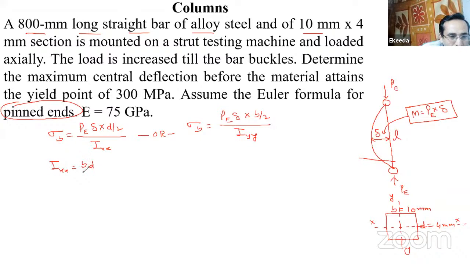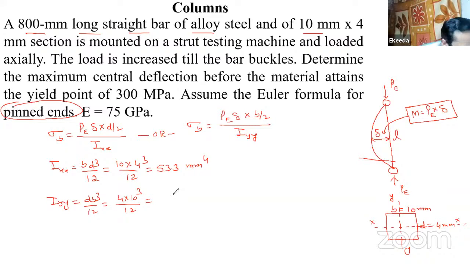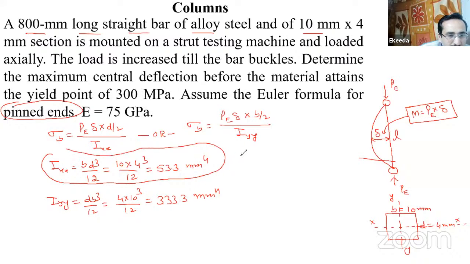Ixx is b d cube by 12. So this is b is 10, d cube is 4 cube, by 12. So Ixx will come out to be 53.3 millimeter to the power 4. Now find out Iyy, that is d b cube by 12. So that will come out to be 333.3 millimeter to the power 4. So this is the I minimum. This is basically the I minimum.